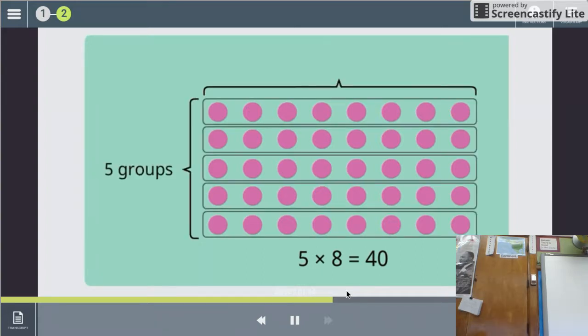The first factor, 5, tells how many groups there are. In this case, the groups are in rows. The second factor, 8, tells how many are in each group. 5 groups and 8 in each group is 40 in all.